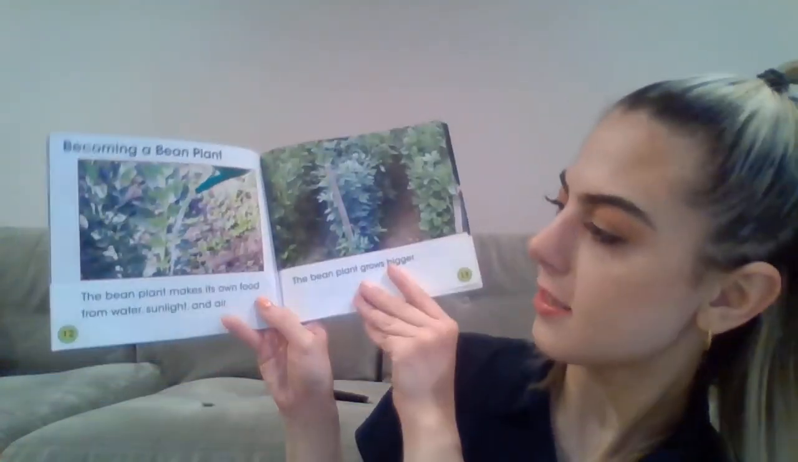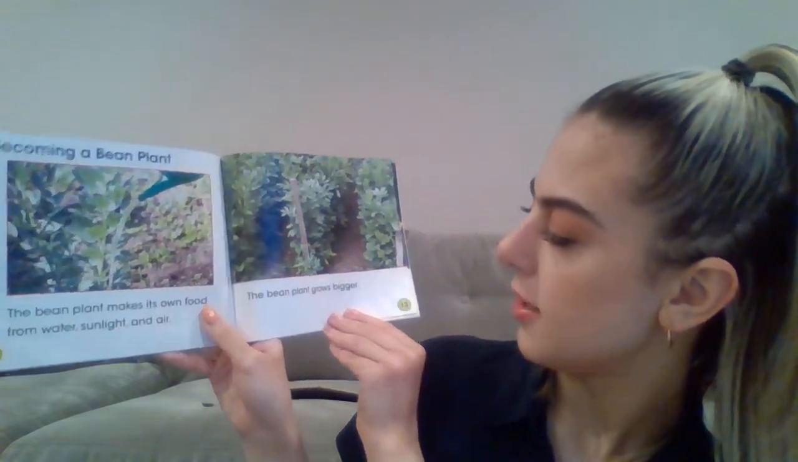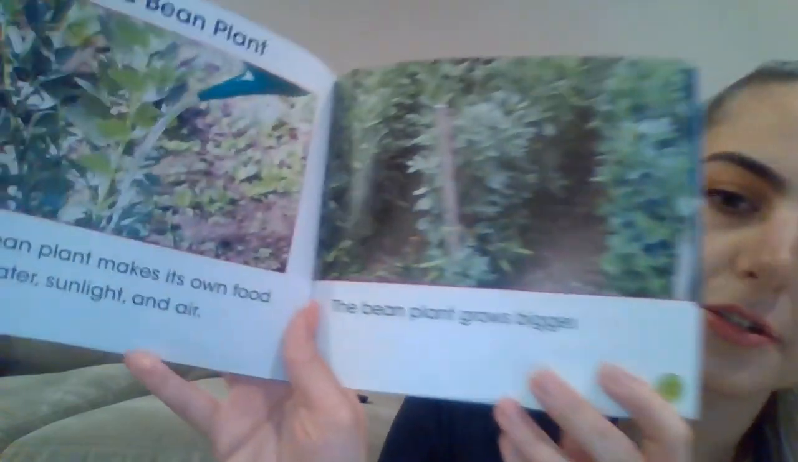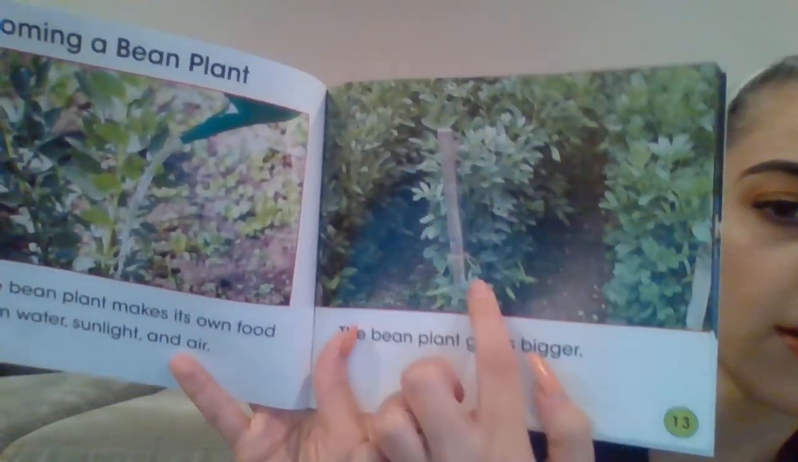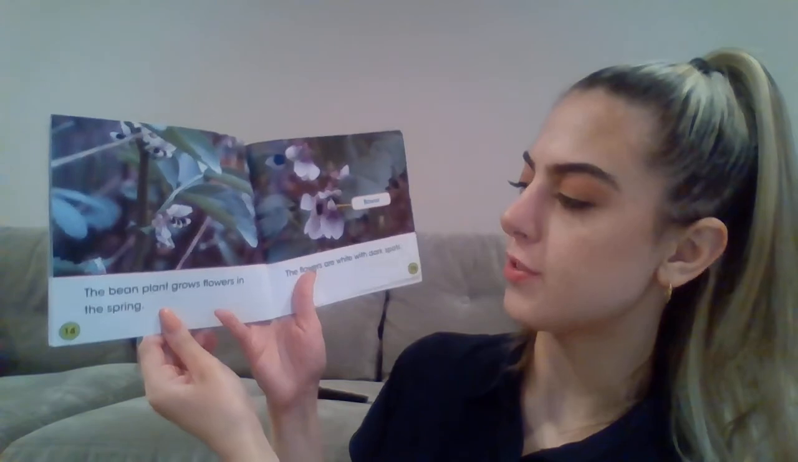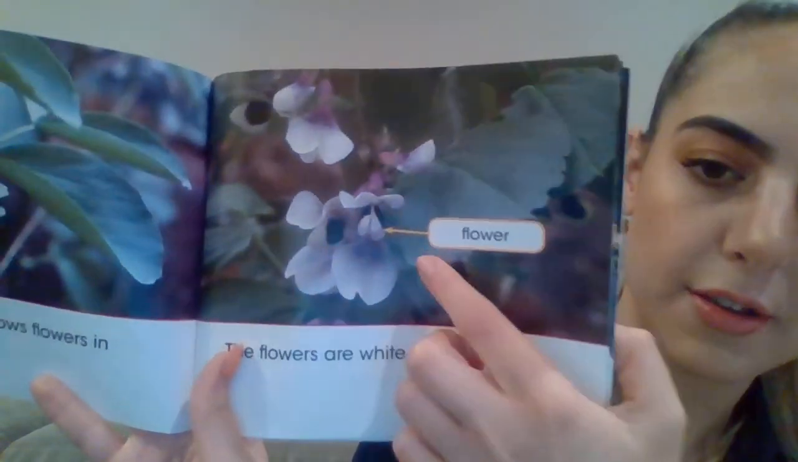Becoming a bean plant. The bean plant makes its own food from water, sunlight, and air. The bean plant grows bigger. Look how big. See this whole thing? This grew from that little tiny bean and the root at the bottom. Remember that? The bean plant grows flowers in the spring. The flowers are white with dark spots. Here are the flowers. So these bean plants grow flowers and leaves.